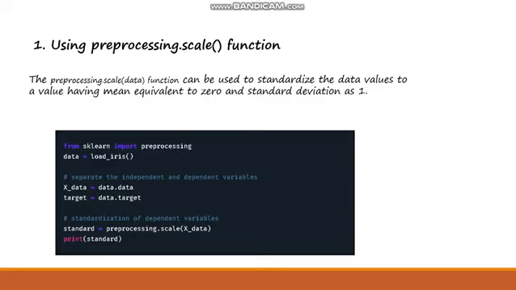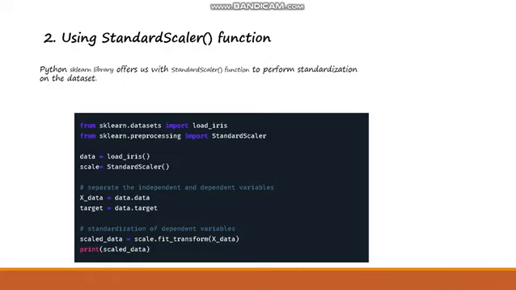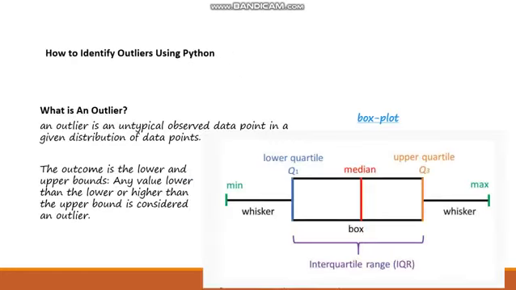Using the preprocessing.scale function. The preprocessing.scale function can be used to standardize the data values to a value having mean equivalent to 0 and standard deviation as 1. And now second, using the StandardScaler function. Python's sklearn library offers us the StandardScaler function to perform standardization on the dataset.